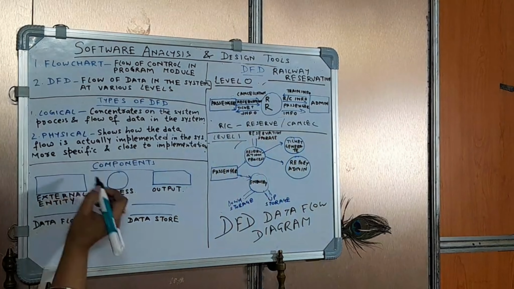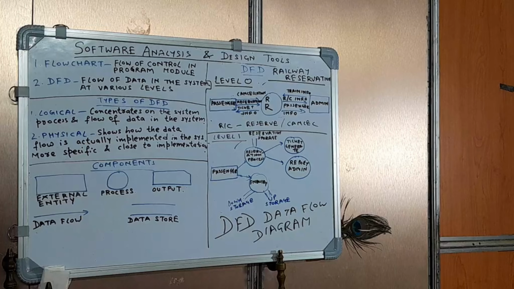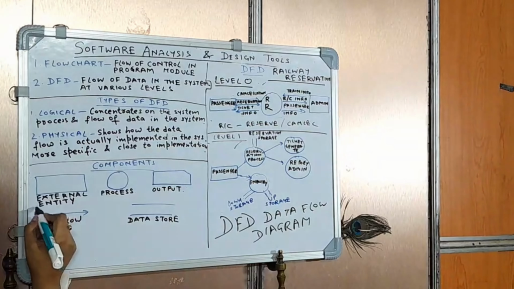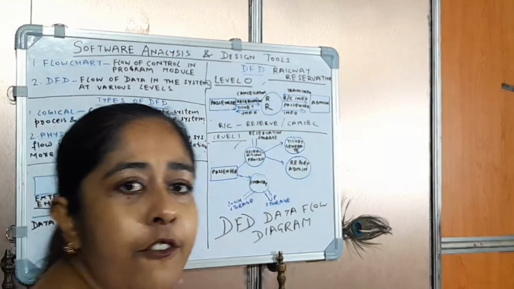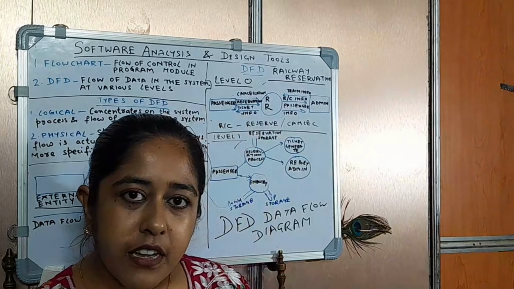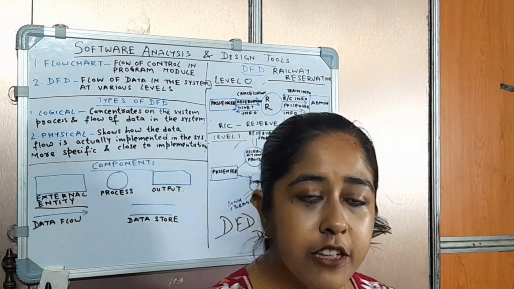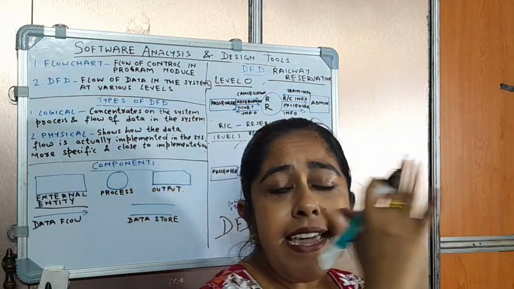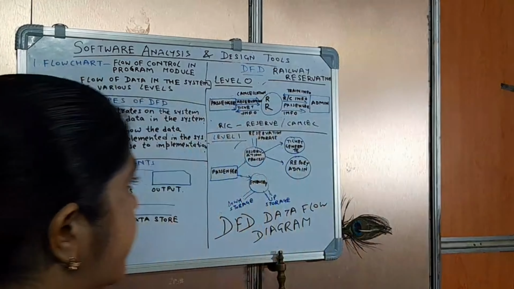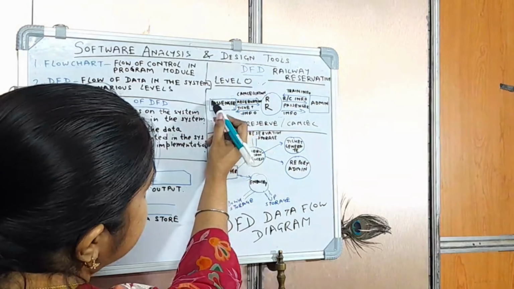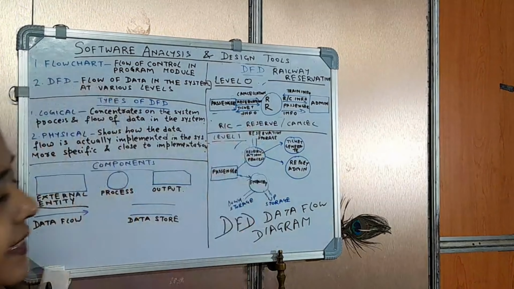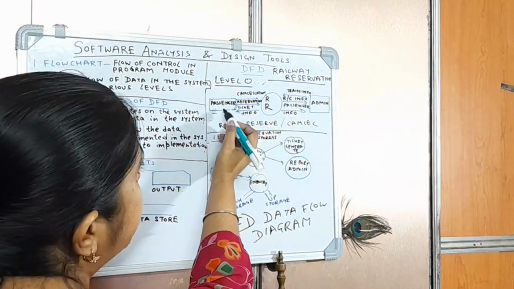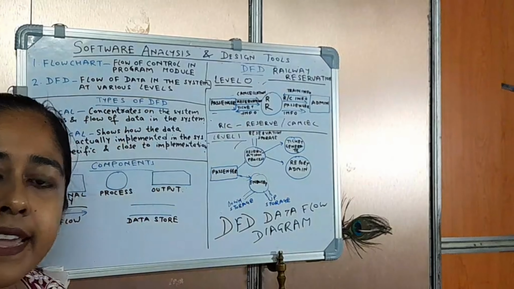First one is this one, a rectangular shape, only a rectangle. This is external entity. Now what is entity? As I have already discussed with you, that is the source and destination here. Okay, that is entity, source and destination. Why? Since here you can see this is my passenger, this is the entity in this case. This is a railway reservation system. So in this case passenger is my entity.